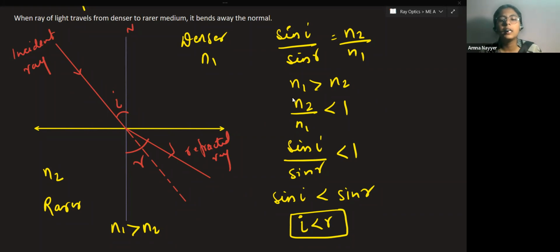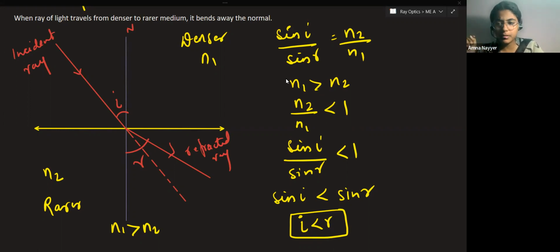All right. Yes, class. So in the last class, we had started with refraction. Till here, we had completed that when light travels from denser to rarer, it moves away from the normal. And when the light travels from rarer to denser medium, it moves towards the normal.